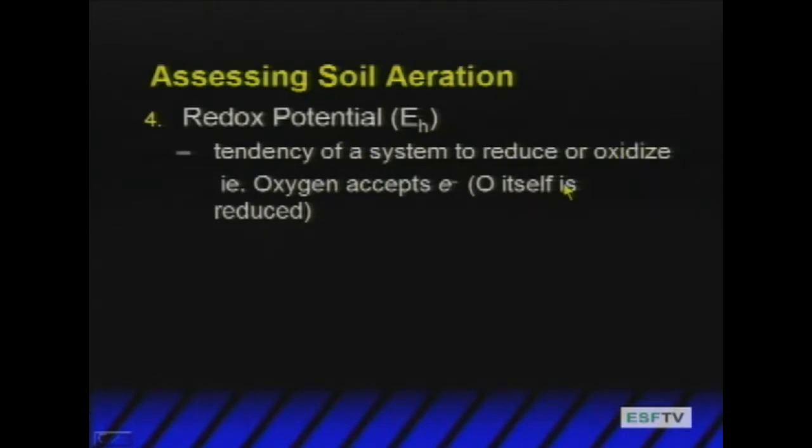For example, oxygen, the great electron acceptor, accepts electrons and is reduced. So oxygen is something that we use to oxidize, but electrons flow to oxygen, and in this process, oxygen itself is reduced. So you can't separate out oxidation and reduction. If something is oxidized, something else has to be reduced. Electrons just don't disappear. They go somewhere. They're either gained or lost.